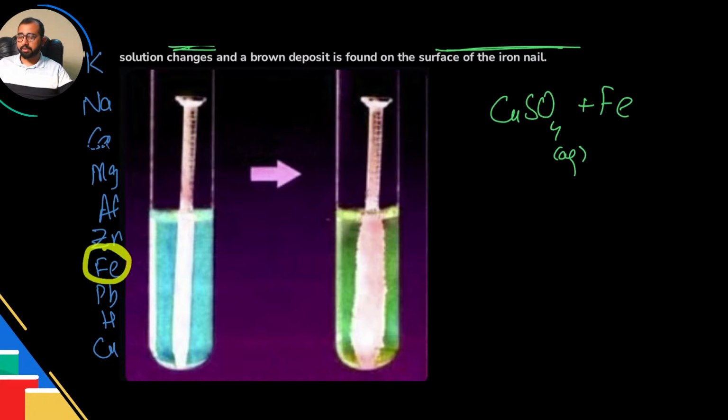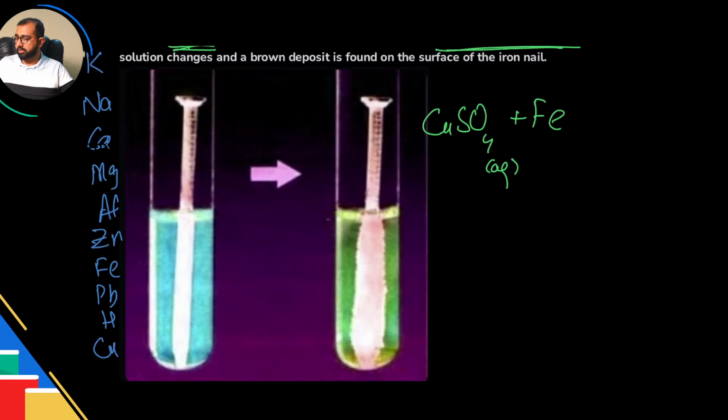Iron is high up in the reactivity or electrochemical series, and copper is lower. So iron can give its electrons to copper. Why? Because copper is in the ionic form. It's part of the reaction, part of the solution. And iron is an atom. So iron can give electrons to copper, become oxidized, and copper will become reduced. And copper will just be copper element, right? So that's what will happen.